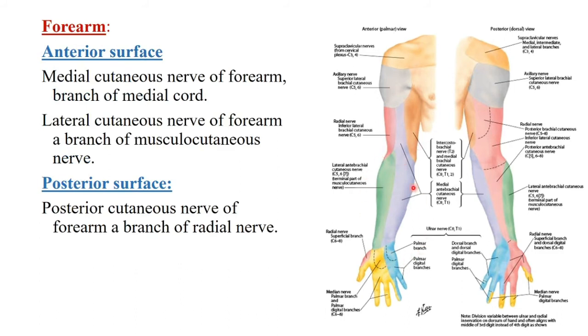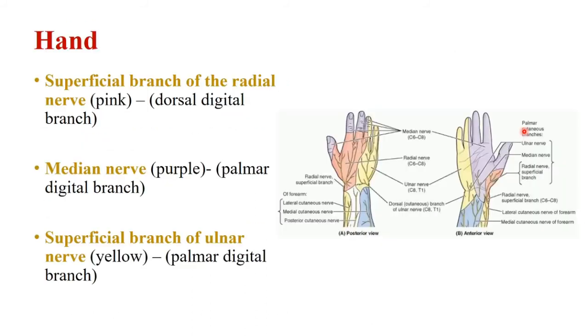Then comes the forearm. The forearm anteriorly is supplied by the medial cutaneous nerve of forearm and the lateral cutaneous nerve of forearm. The medial cutaneous nerve is a branch of the medial cord of the brachial plexus, while the lateral cutaneous nerve of the forearm is a branch of the musculocutaneous nerve. Then posteriorly, the forearm is supplied by the posterior cutaneous nerve of forearm, that is a branch of the radial nerve. So this is the supply of the forearm.